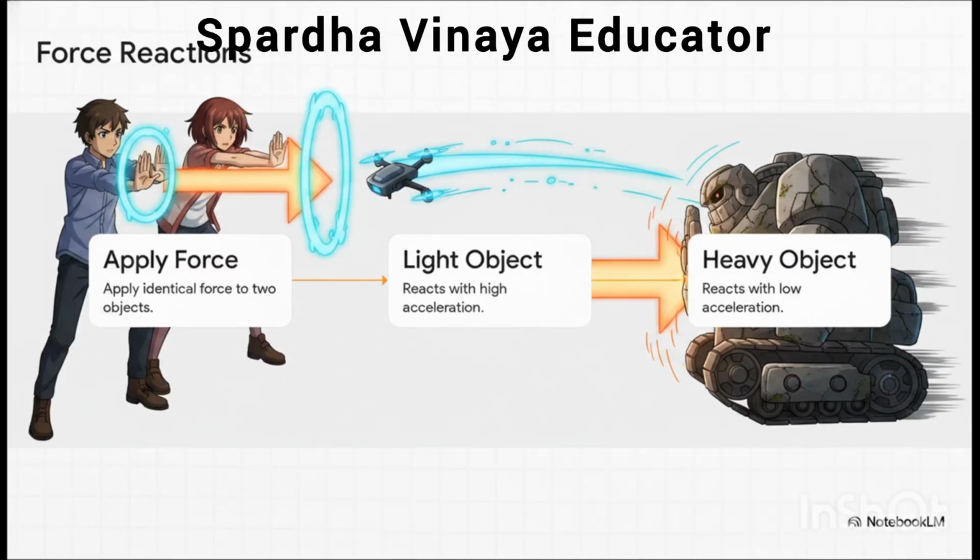Now we can actually flip that logic too. Imagine applying the exact same push to two totally different objects. If you push a really light object, it reacts with high acceleration. It just zooms away. But if you apply that exact same push to a heavy object, you get very low acceleration. It probably barely even nudges. So different masses react completely differently to identical forces.